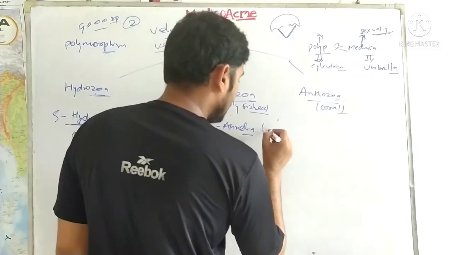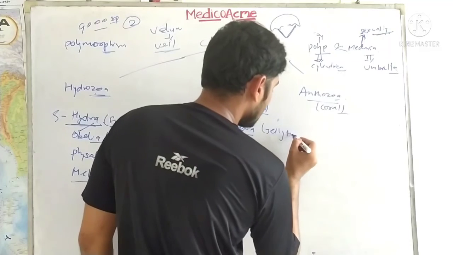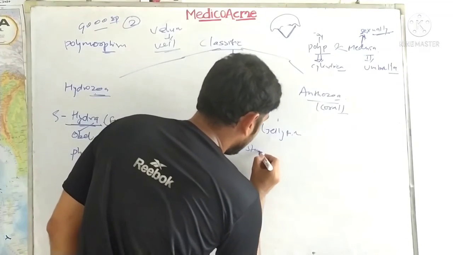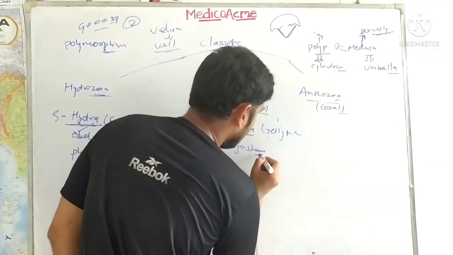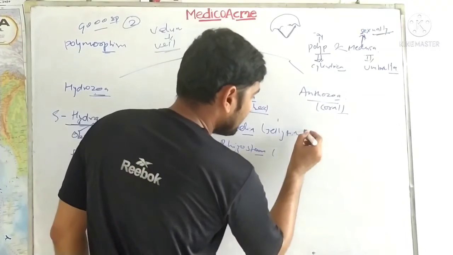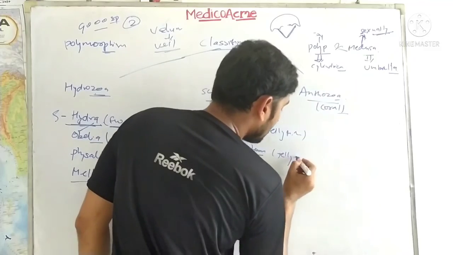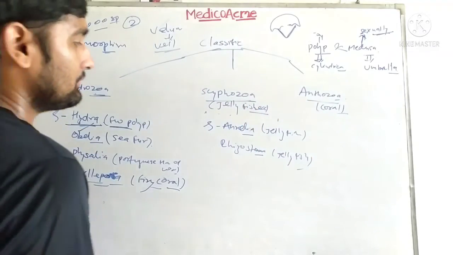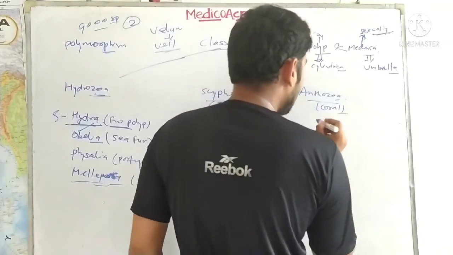In the Scyphozoa or jellyfishes, the most common example is Aurelia. Aurelia jellyfish. Okay. And the second one is Rhizostoma, T-O-M-A, stoma. This is actually also called a jellyfish. So this is the class of the jellyfishes.